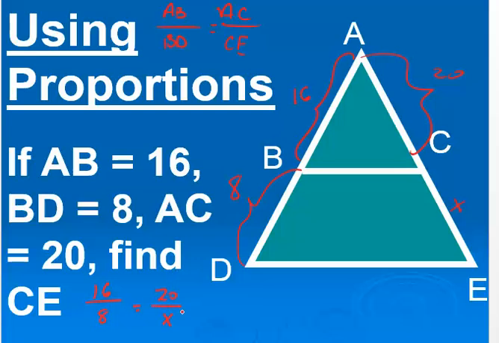There are multiple ways to solve this. We could simply cross multiply, but we could also reduce the fraction on the left first to make it easier. 16 over 8 is the same as 2 over 1. And if you didn't see that, when you multiply, you will get the exact same answer. But now we have smaller numbers to work with. So we're going to multiply our extremes. 2 times x is 2x. And our means, 1 times 20 is 20. And when we divide, we find that x is 10. So the length of CE is 10.